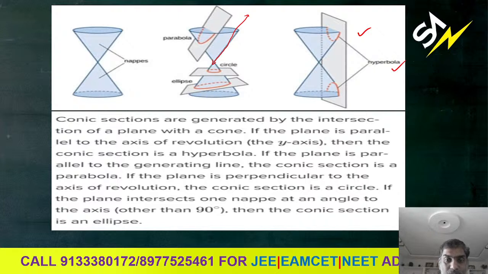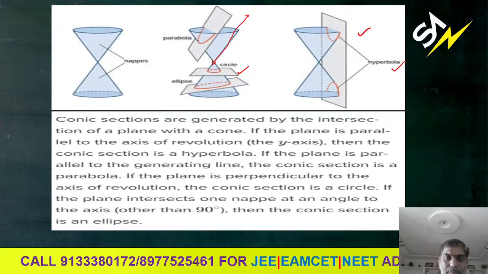Next, if the plane is perpendicular to the axis of revolution, I have already told you the axis of revolution is the y axis. So now the plane is perpendicular to the axis of revolution. Then what do we get? We can get a circle. Then the conic section is a circle.